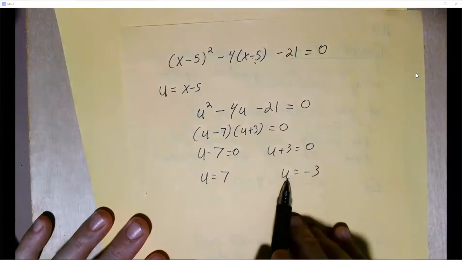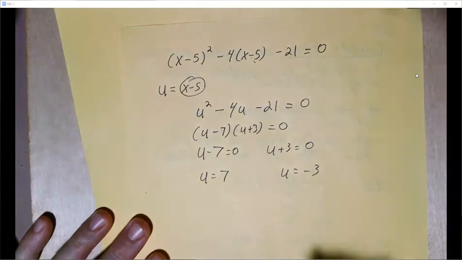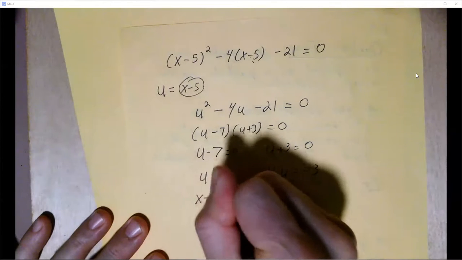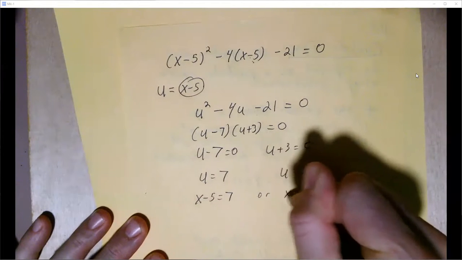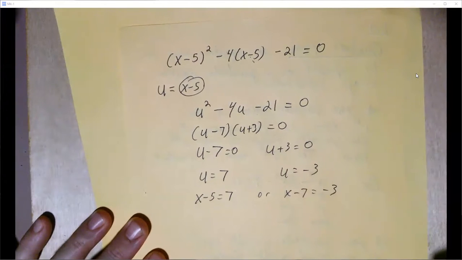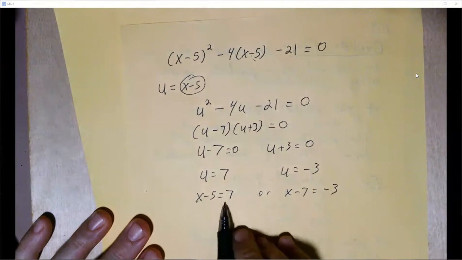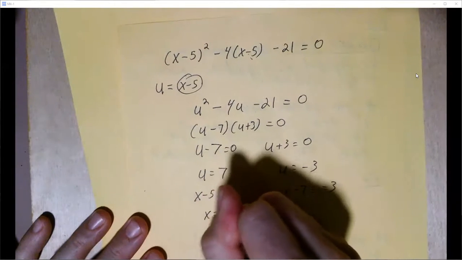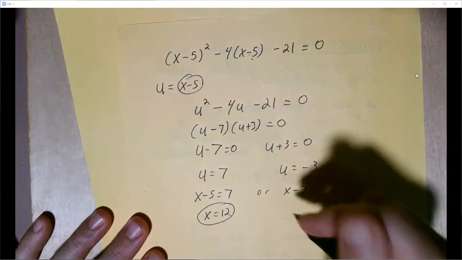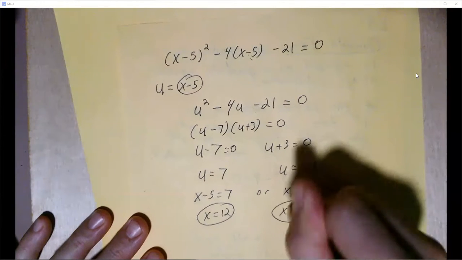Okay, as soon as I get u by itself, then I bring x back in. Remember, u is x minus 5. So x minus 5 equals 7, or x minus 5 equals negative 3. I would add 5 to both sides. I get x is 12. I would add 7 to both sides. I get x equals 4.